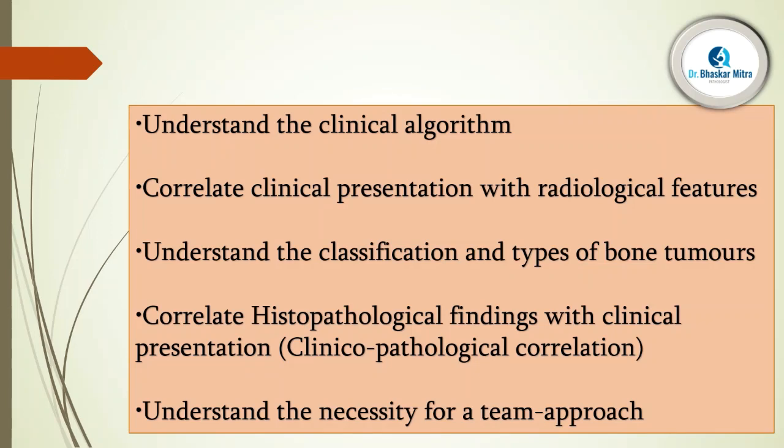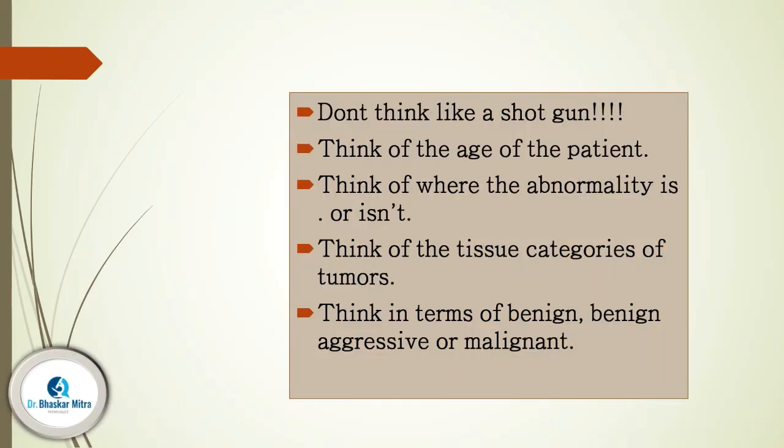Now today's presentation will first focus on understanding a clinical algorithm to solve bone lesions. Then to correlate how the clinical presentation and the radiological findings help in the approach to the diagnosis. To understand the classification of bone lesions, particularly bone tumors, correlate the histopathological findings with the clinical presentation, and after all, the team approach of the radiologist, the orthopedician, the clinical part, and the pathologist, the biopsy part, the integration of all three.